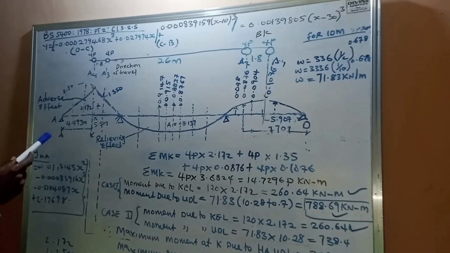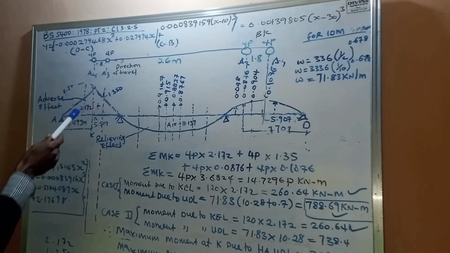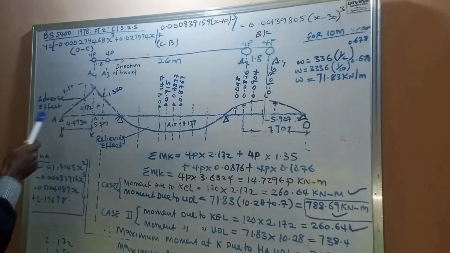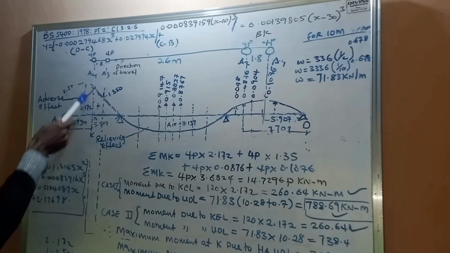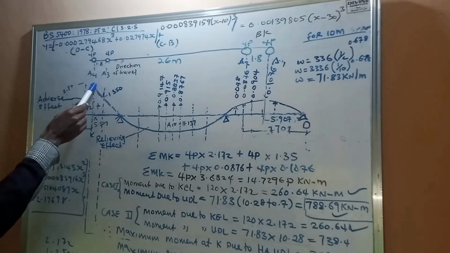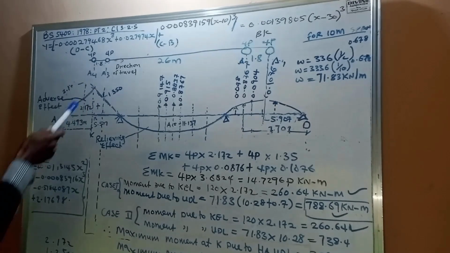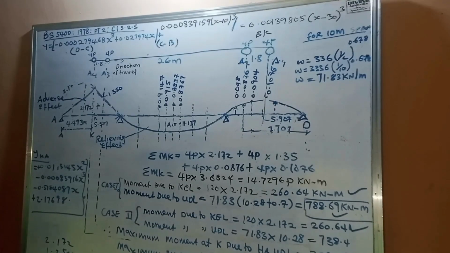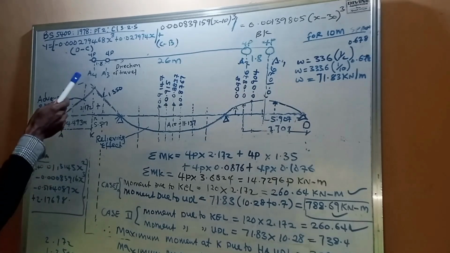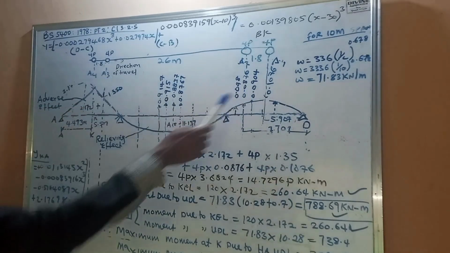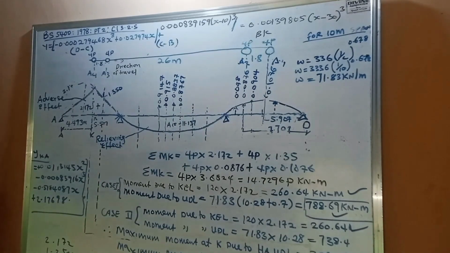But the code allows us to put our knife edge load at any critical point. So our knife edge load will be placed at this point, which is 2.172 ordinates. And that is the highest point that the knife edge load can be. All right, so we can place it there. But that of the UDL, we are going to place a UDL on this span and this span for us to have the maximum effect. Okay, so now let's try that out.